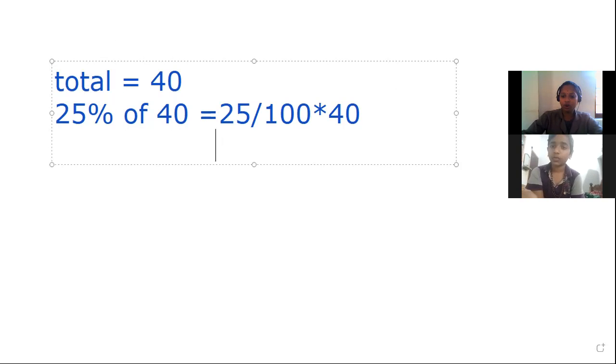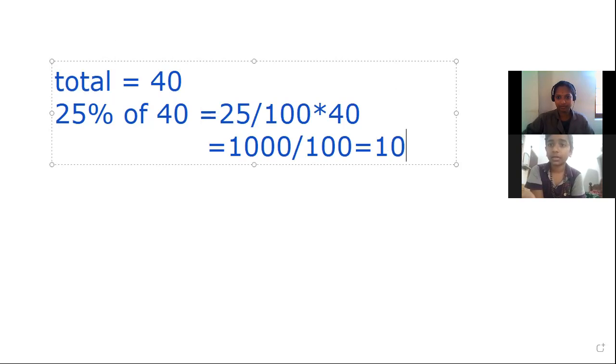25 into 4 is 100. Then it becomes 1000 divided by 100. 1000 divided by 100 stands for 10. So how many students like to play football? 10 students. 10.